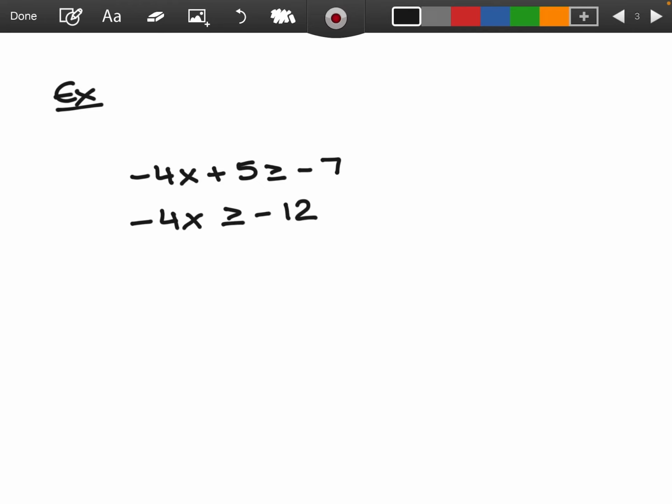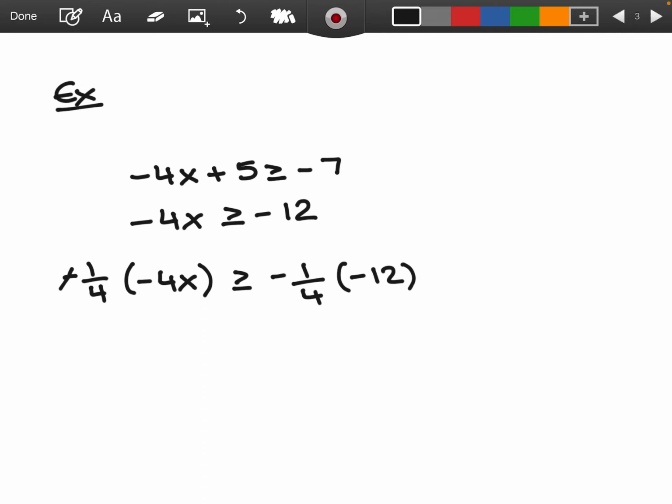Okay. Then I have to divide through by -4 or multiply by -1/4. It completely depends on what you want to do. It will give you the same result either way. So if I either multiply by -1/4 on both sides, or I divide by -4, you're going to get the same result.